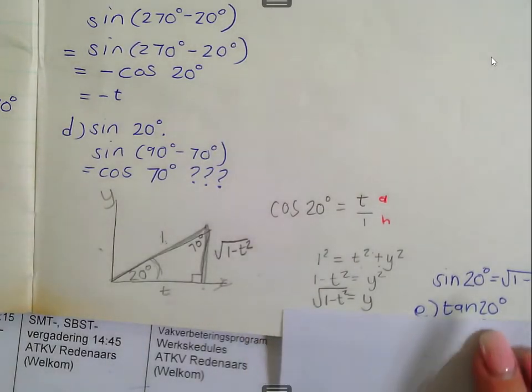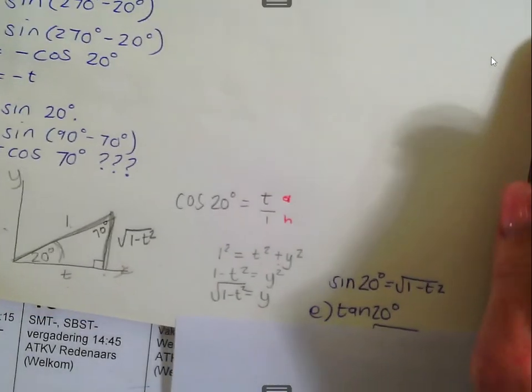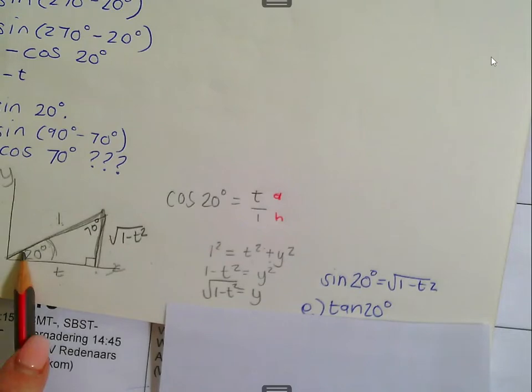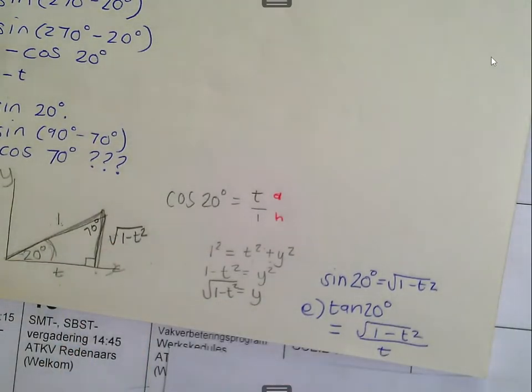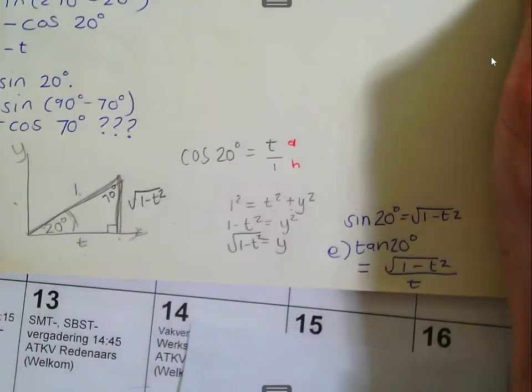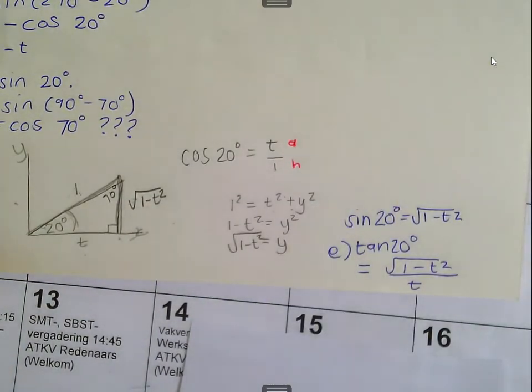They also asked a question E, tan of 20. Now because I have all the sides, it's no problem. The tan of 20 is opposite over adjacent. So you can immediately give that answer.